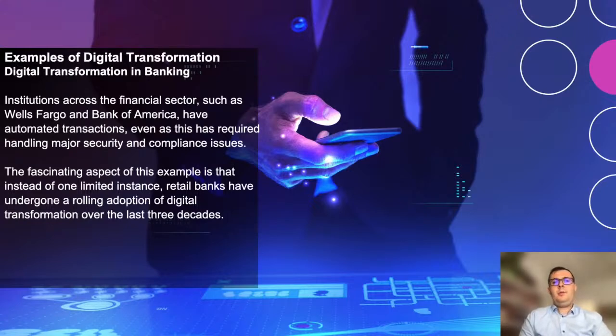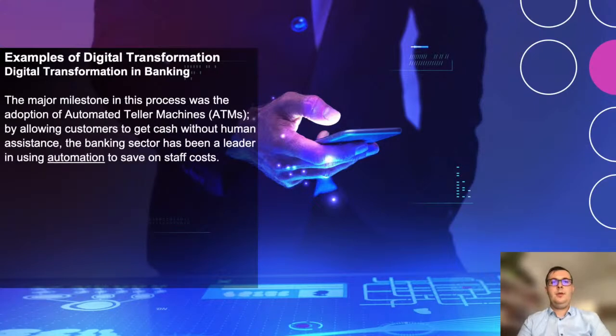And the fascinating aspect of this example is that instead of one limited instance, retail banks have undergone a rolling adoption of digital transformation over the last 3 decades. And the major milestone in this process was the adoption of automated teller machines. So basically what we all know as ATMs these days. The machines from which we can withdraw money and also deposit and many other operations.